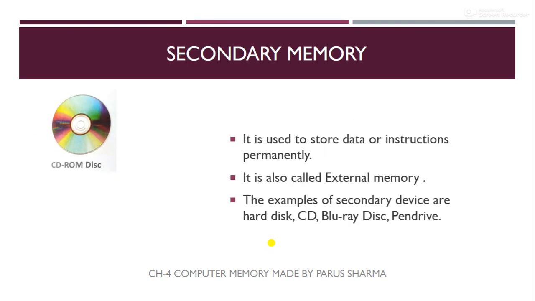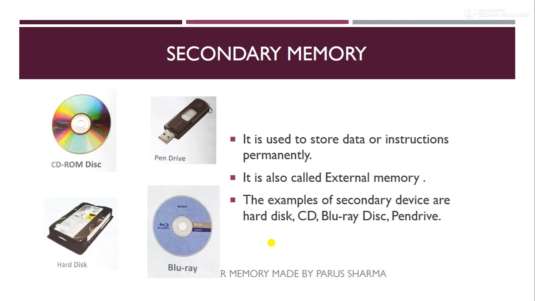Now secondary memory, as the pictures are also shown within each slide. Secondary memory is a memory which we use to store our data permanently. It is an external memory, external meaning which we use outside of the computer. Examples of secondary devices are a hard disk, a Blu-ray disk drive or a pen drive. These are all secondary memory.